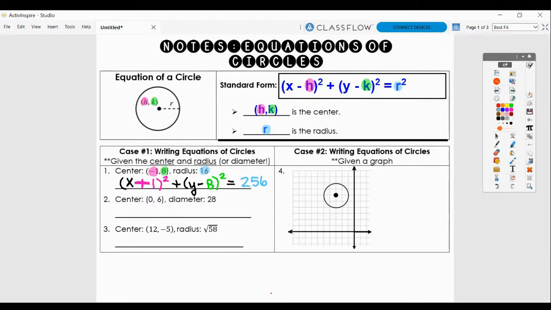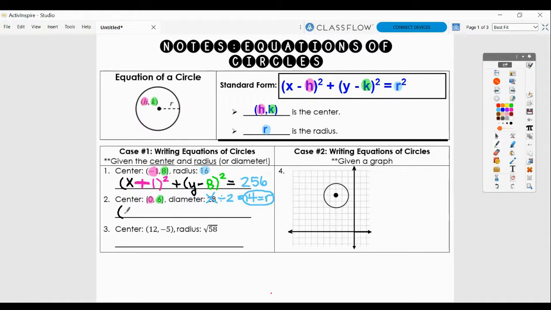Next problem, we have the center again at 0, 6. Then we have the diameter. So what we'll have to do is take that diameter and divide it by 2. That will then get me the radius, because we know the radius is always half of the diameter. So make sure when you're plugging the number into the equation, you're plugging in 14, not the 28. Let's cross it out so we don't even use it. We're using r equals 14 here to replace in our standard form equation.